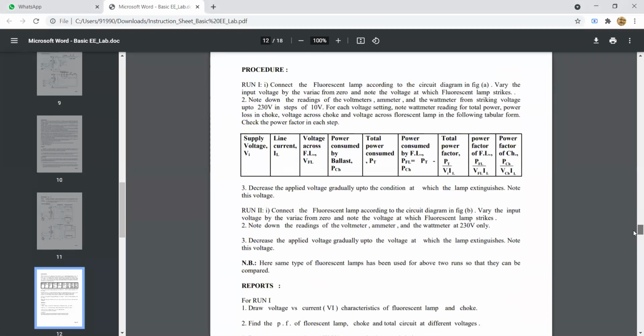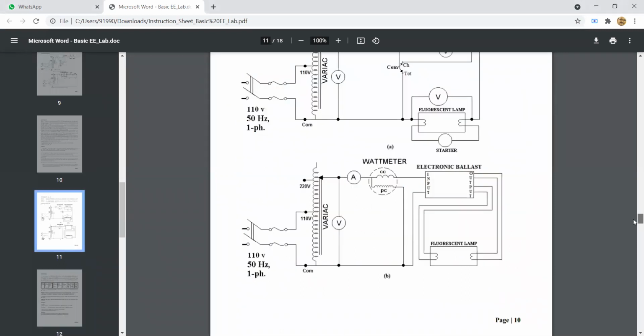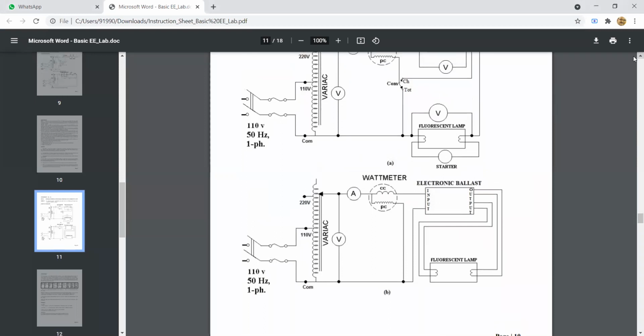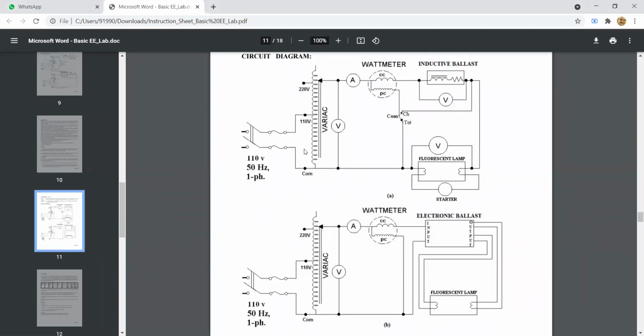Now what we have to do in this sheet is slowly increase the voltage from 0 volts and see when the fluorescent lamp starts glowing. That voltage is known as the striking voltage. You will observe that the striking voltage is around 220 or 230 volts. Please note down the striking voltage. You are required to write it down in your lab sheet. Okay, so the striking voltage is 220 volts.